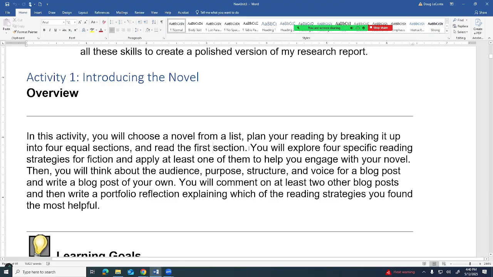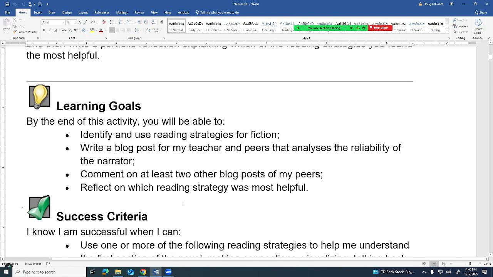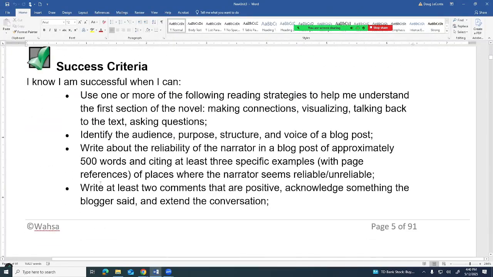The reason I gave you the novel in Unit 1 was to read it, and by the time we actually got to Unit 4 here, or Unit 3, you'll explore four specific reading strategies for fiction and apply at least one of them to help you engage with your novel. Then you'll think about the audience, purpose, structure, and voice. Oh, and then we go back to the blog post again. That should have been edited out. Okay, don't worry about the blog post.